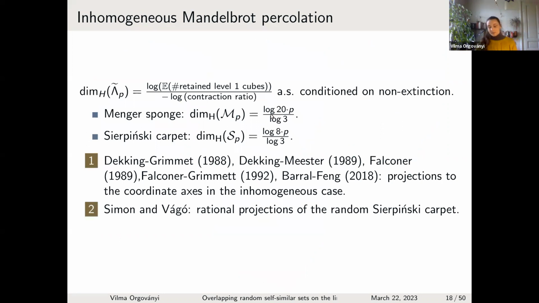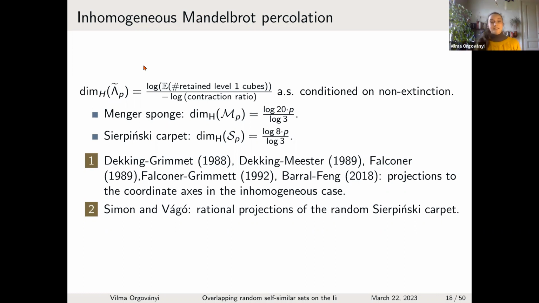And even though this inhomogeneous Mandelbrot percolation is very different from the homogeneous one, as I will show you, it's structurally more complicated, but they share some properties, namely the Hausdorff dimension in the inhomogeneous case is calculated in a similar way. So the Hausdorff dimension of this inhomogeneous Mandelbrot percolation is the logarithm of the expected number of retained level 1 cubes over the logarithm of the reciprocal of the contraction ratio, and this is the value almost surely conditioned on non-extinction.